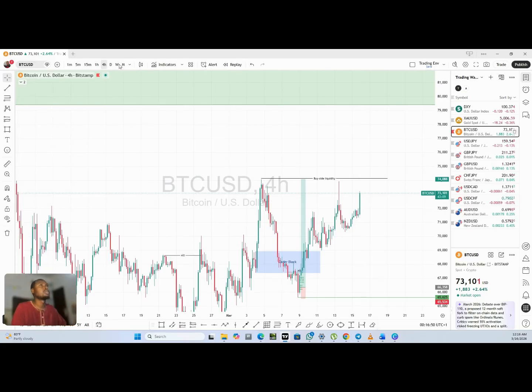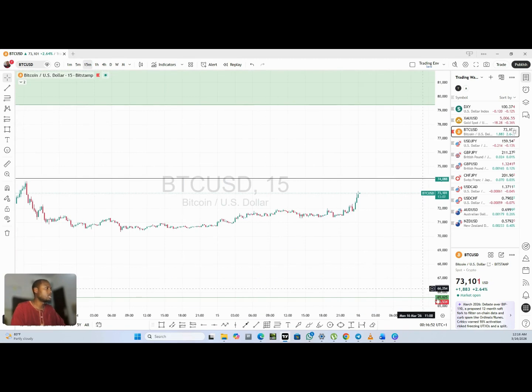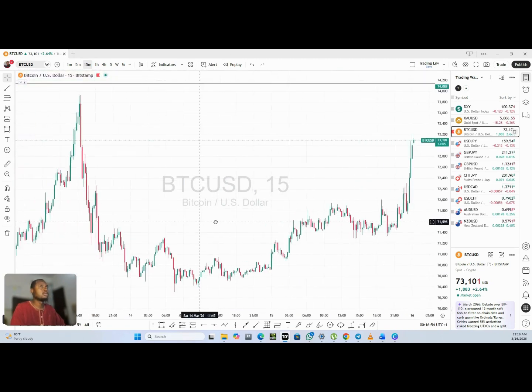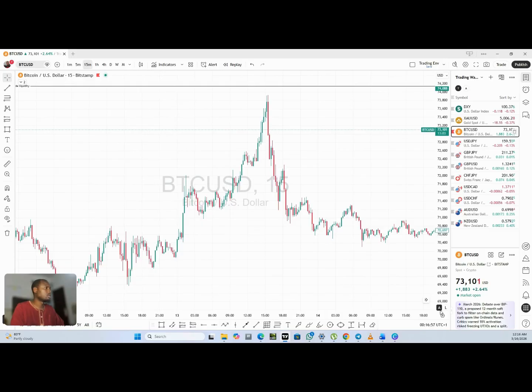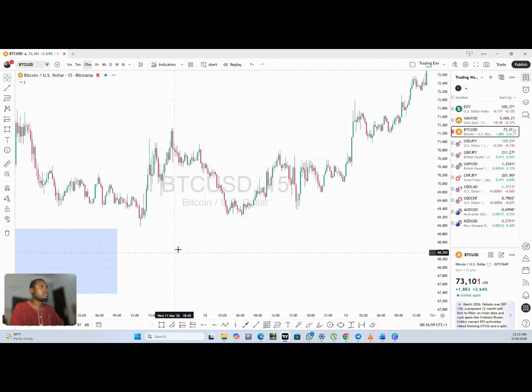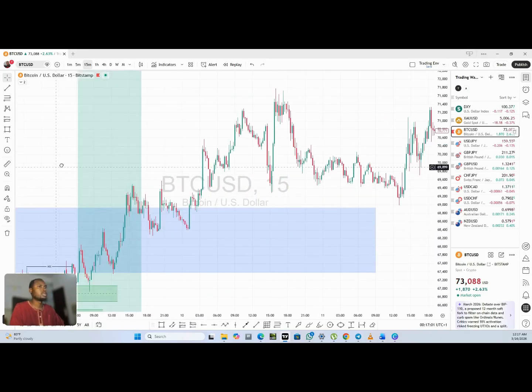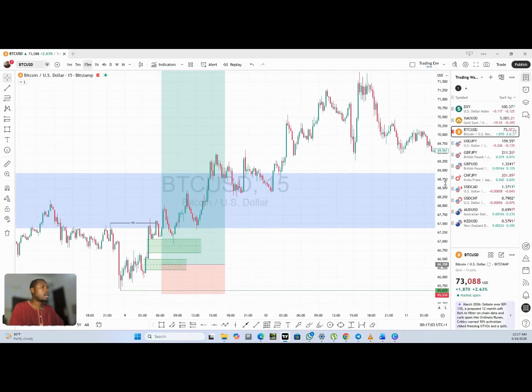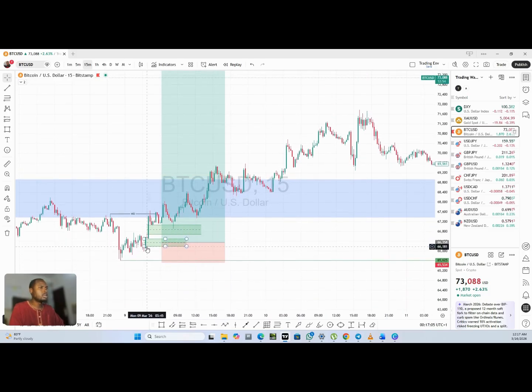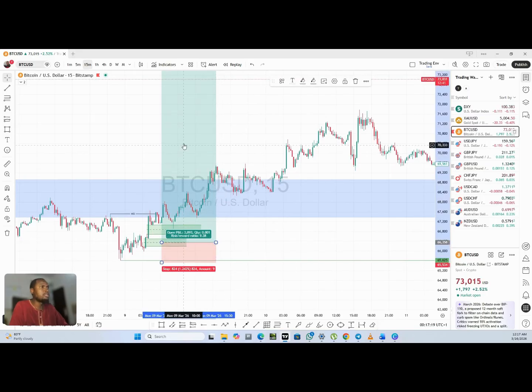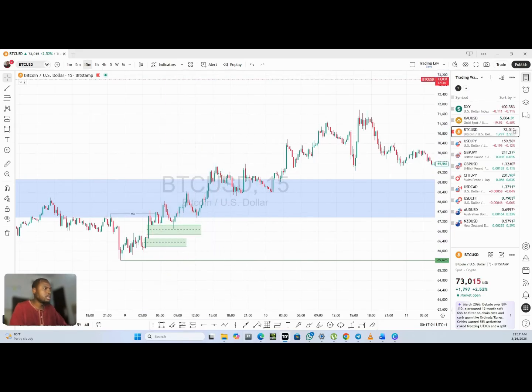I mean, so let's go back to my 15 minutes that I'm trying to take buy from. As you can see, market did not reach where we wanted to buy from, which is fine. Then maybe you can look for another different entry.